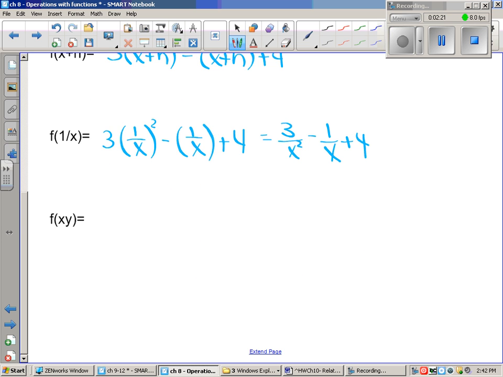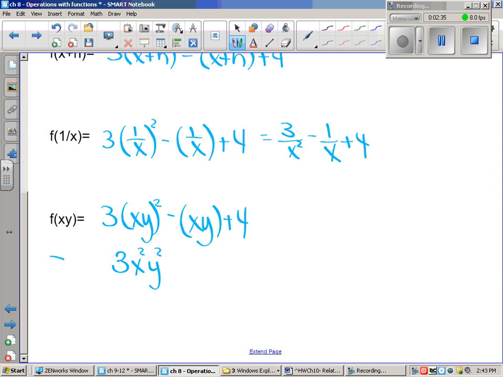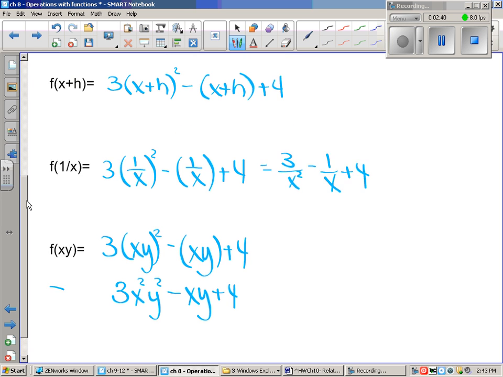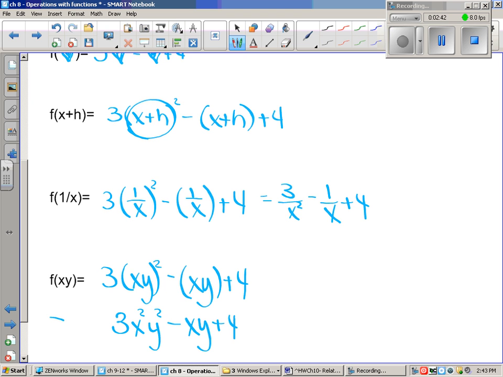All right, and then let's just try one more with the x times y. And so with that, that would be 3, and then you'd have x times y squared minus x times y plus 4. The mistake that frequently gets made with this is that people forget to square both the x and the y. And so just be cautious about that, similar to the one that we have up here, this x plus h squared. Make sure that you recognize that it's not x squared plus h squared. That's not what that is. That becomes x squared plus 2xh plus h squared. And then you have minus x minus h plus 4.